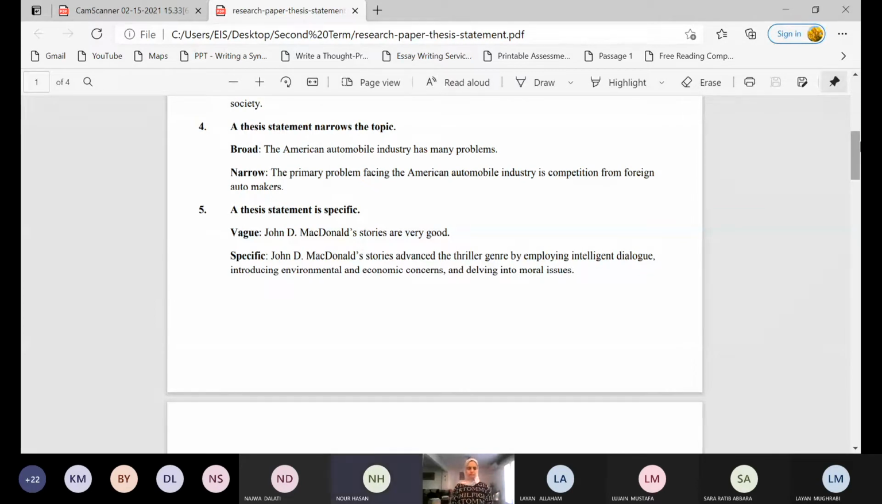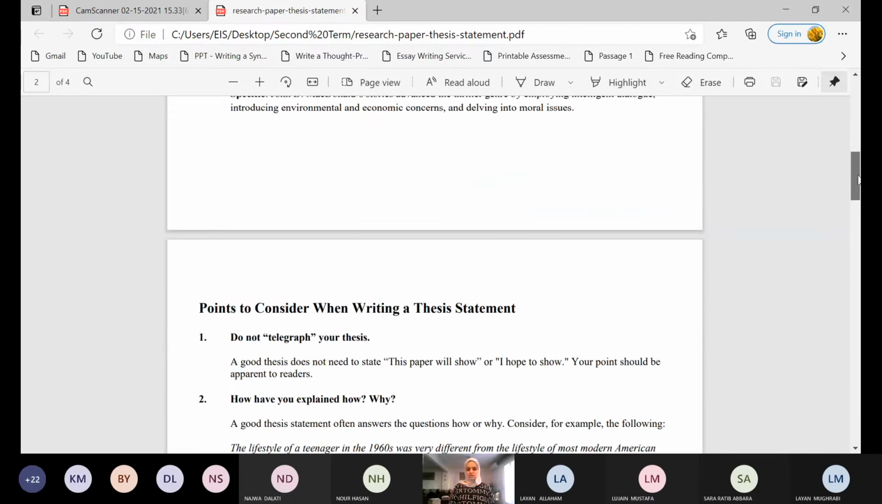Number 5, a thesis statement is specific. Vague: John D. McDonald's stories are very good. Specific: John D. McDonald's stories advance the thriller genre by employing intelligent dialogue, introducing environmental and economic concerns, and delving into moral issues. For example, this is a literary analysis. So here it is a great thesis statement for literary analysis.